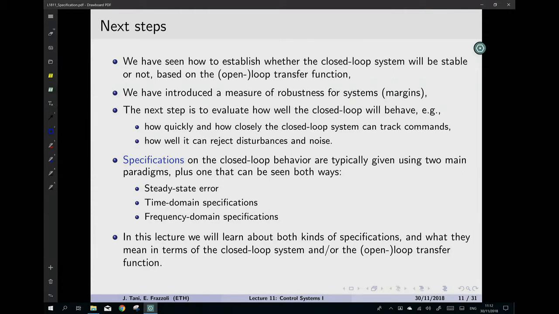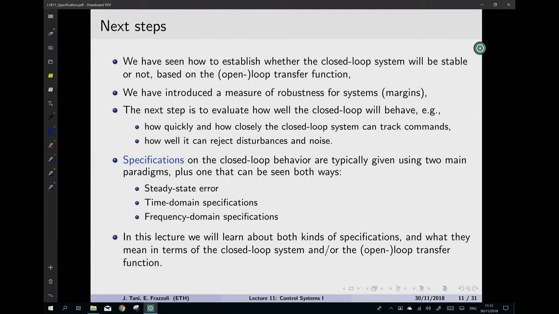Now let's talk about performance. So what does it mean for a system to be performant? Typically, performance is a big term, it encompasses many different things. We typically consider specifications that are given in the transient of the response, something that has to do with the time response of the system. So a system that converges to its reference signal as quickly as possible and with minimum error, just intuitively, would be a very performant system, right?